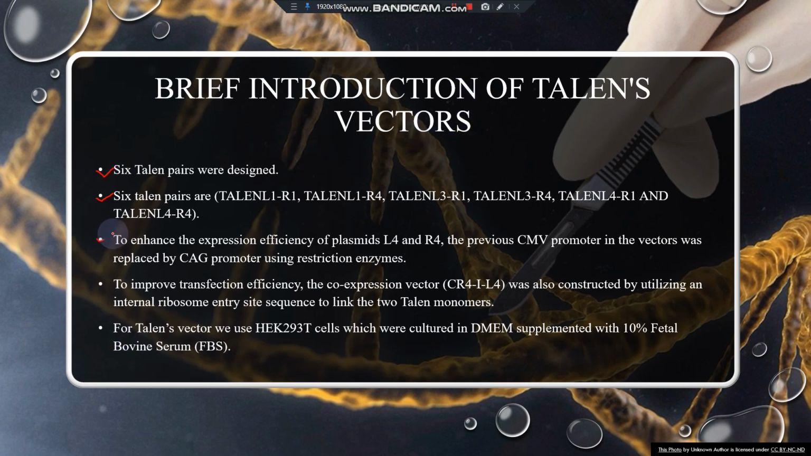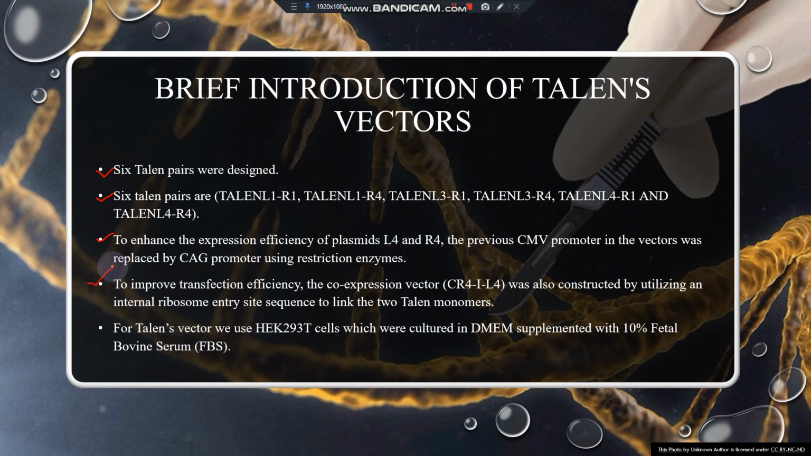So to enhance the expression efficiency of plasmids L4 and R4, here L4 and R4 are just monomeric units of TALENs. To enhance the gene expression of these plasmids, the CMV promoter gets replaced with the CAG promoter by using a restriction enzyme. After getting replaced by the CAG promoter, the names of L4 and R4 change to CL4 and CR4.